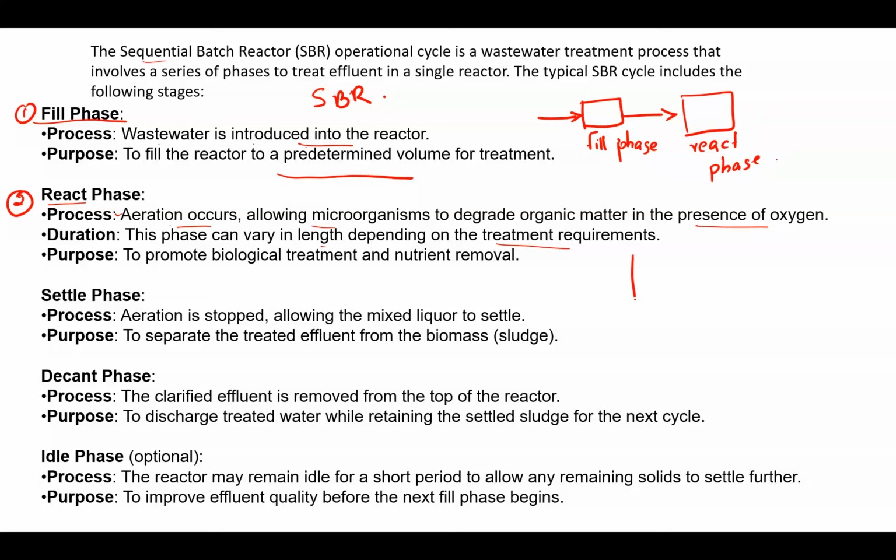In the react phase, see, there is a wastewater which is less concentrated. This is W1 and this is W2. W2 is more concentrated than W1. So this particular one, which is very much concentrated, needs more time for the microorganisms to degrade the organic matter present in the water. Okay, so this is the biological treatment that happens in the react phase. React means something is reacting.